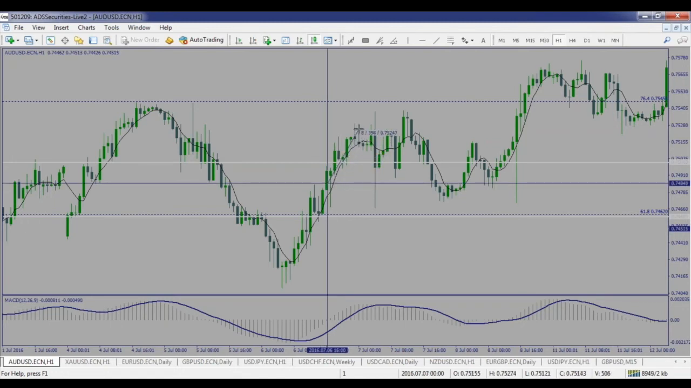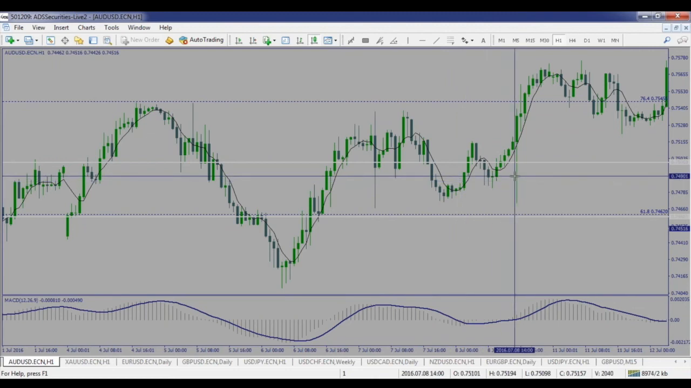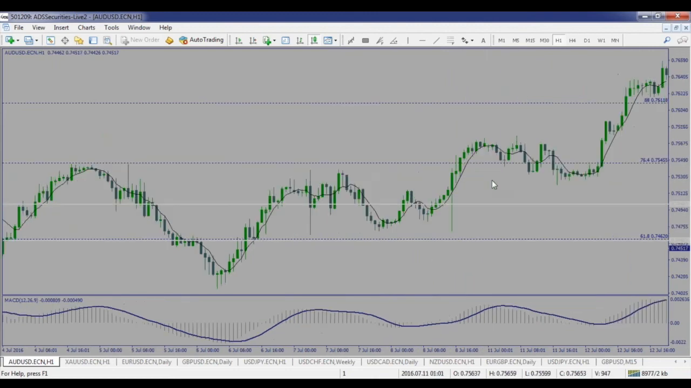We see that price moves in our direction, we get 50 plus pips in our favor, and then we want to move our stop loss back to our entry point, the break-even point. And what happens? Price immediately hits our stop loss, and we get out with nothing. And this actually happens not once, but 1, 2, 3, 4, even 5 times.